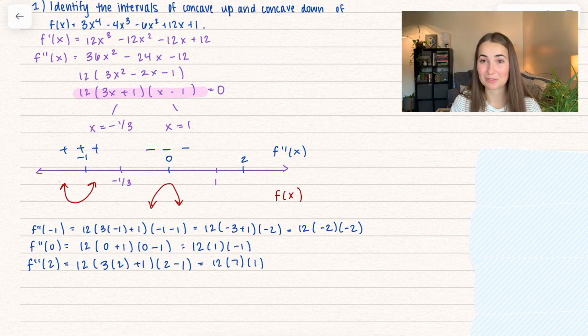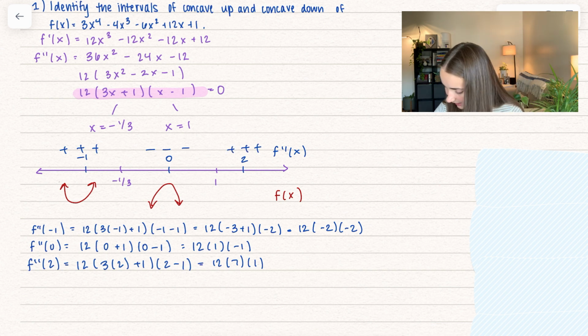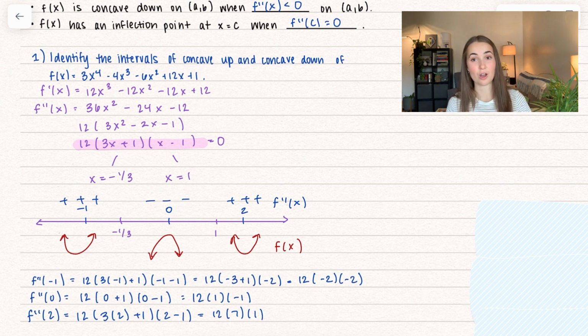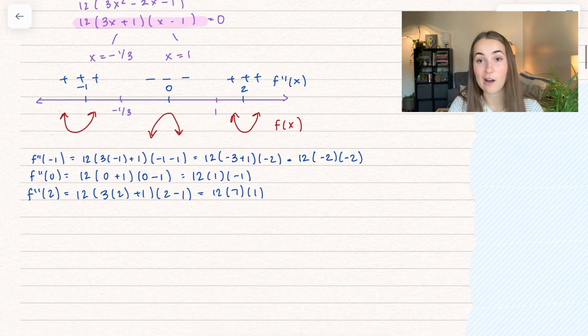Again, I don't care what 12 times 7 is. All I care about is if it's positive, which it is, and that tells me it is going to be concave up. So now our next step: because the question is asking us to identify the intervals of concave up and down, I need to go ahead and write out my answer all officially. So I'll go ahead and write that out.